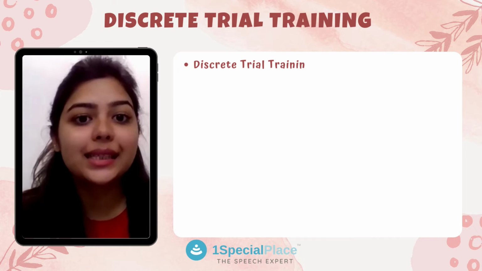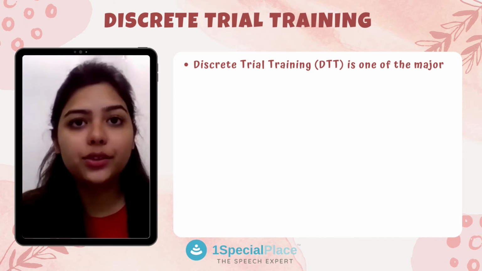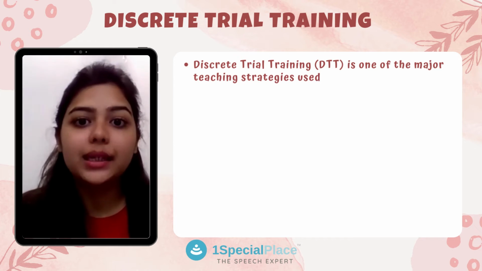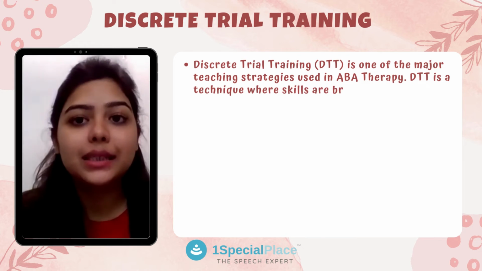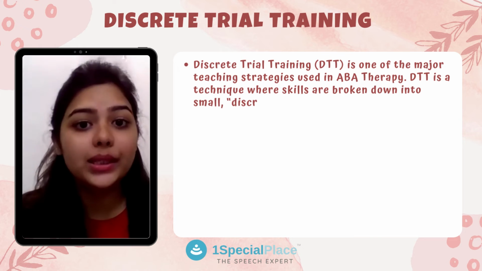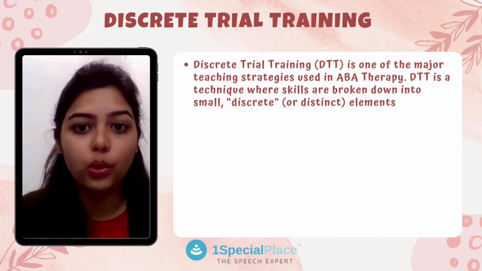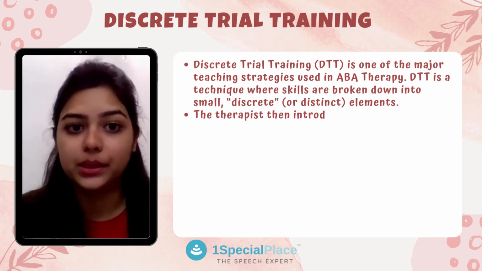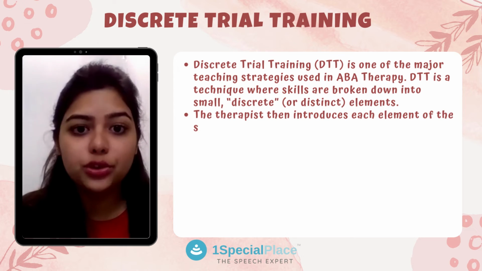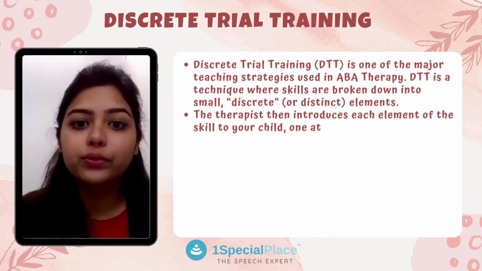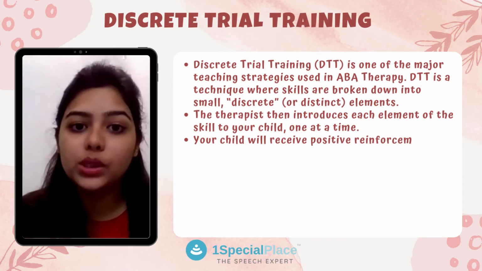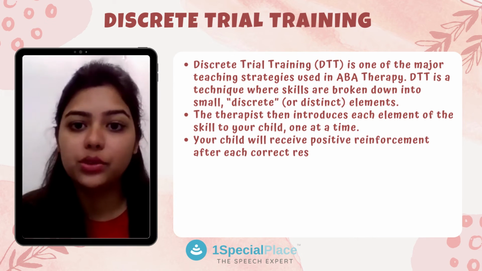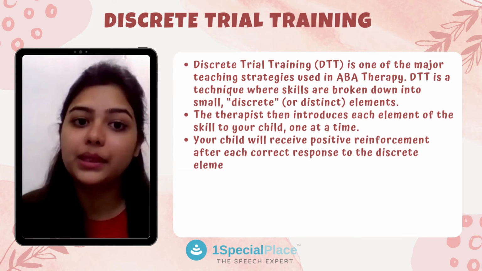The next is discrete trial training. Discrete trial training, or DTT, is one of the major teaching strategies used in ABA therapy. DTT is a technique where skills are broken down into small or discrete or distinct elements. The therapist then introduces each element of the skill to your child one at a time. Your child will receive positive reinforcement after each correct response to the discrete element being taught.